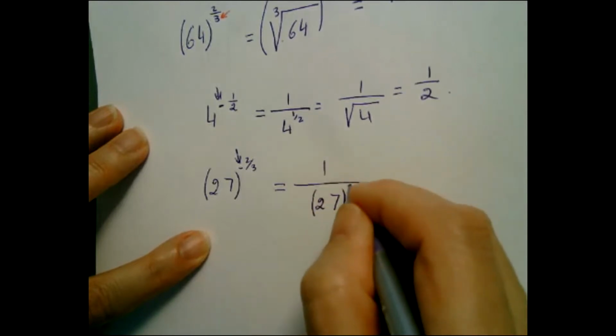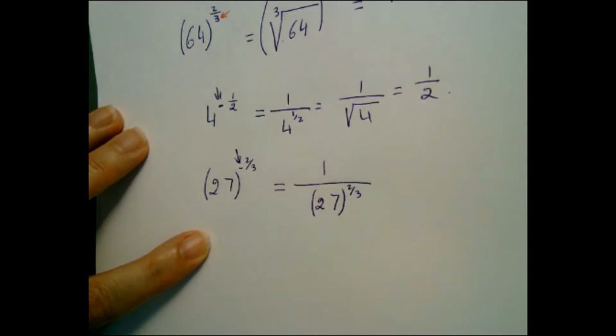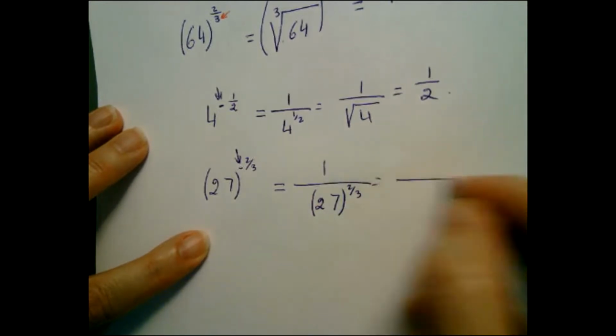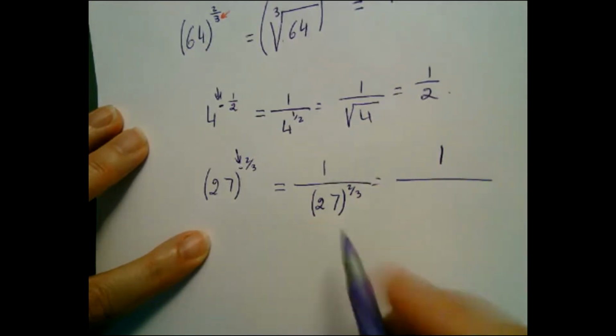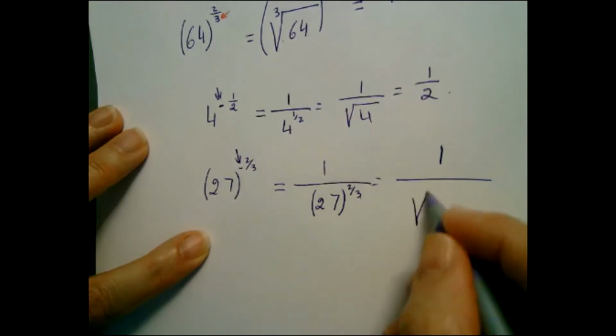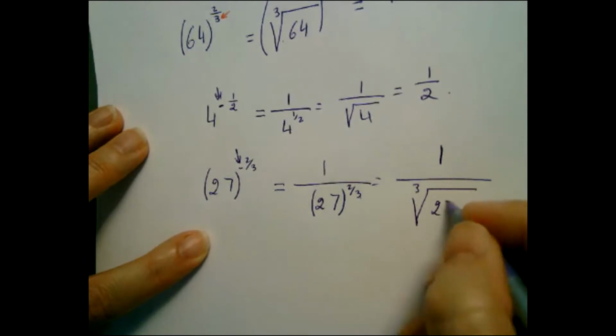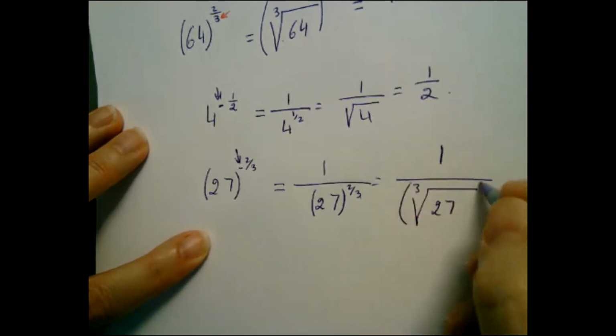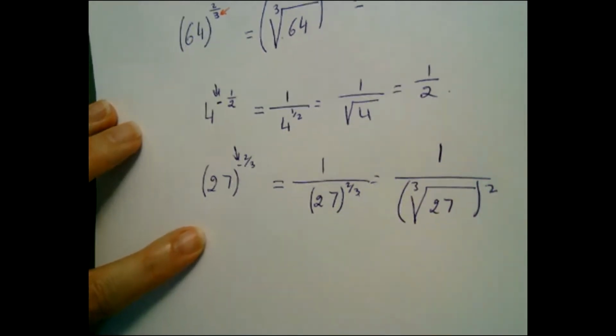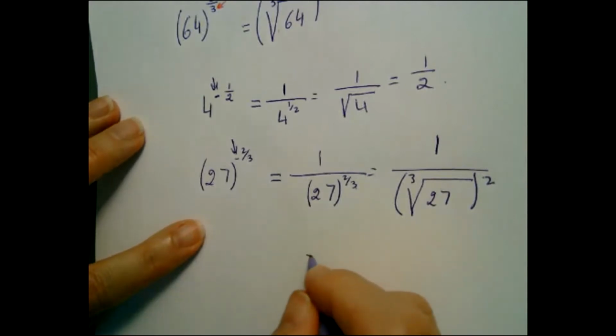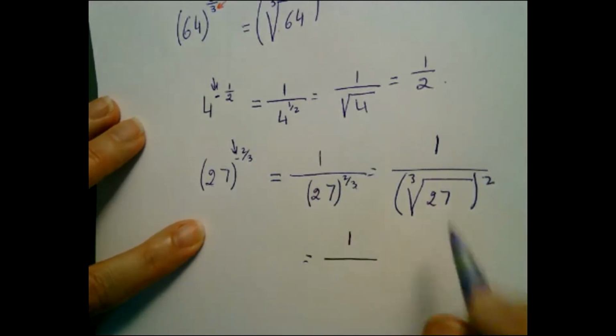27 to the power 2/3. Once I take care of the negative, I ask myself, okay, what does this mean? The 3 means you're taking the cubic root of 27. The 2 tells me you raise the whole thing to the power 2. And now my answer is relatively simple.